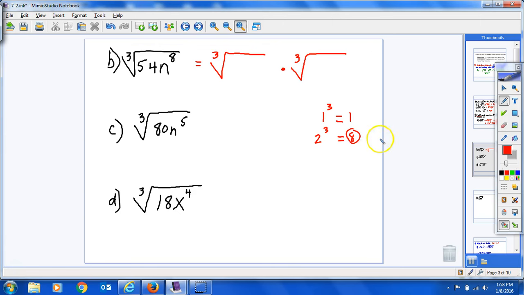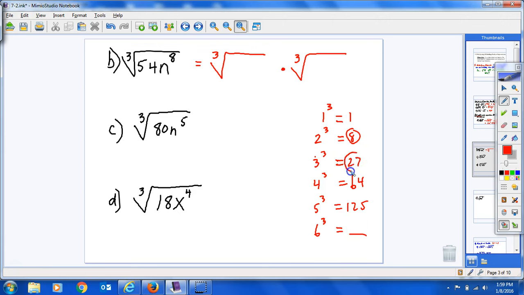8 is a perfect cube number. The cube root is 2. 27 is a perfect cube number. The cube root is 3. 64 is a perfect cube number. The cube root is 4. 125 is a perfect cube number. The cube root is 5. So for the most part, I can't imagine going any higher than that, but you get the idea. If you just kept going using your calculator, you can get more numbers that are perfect cubes.